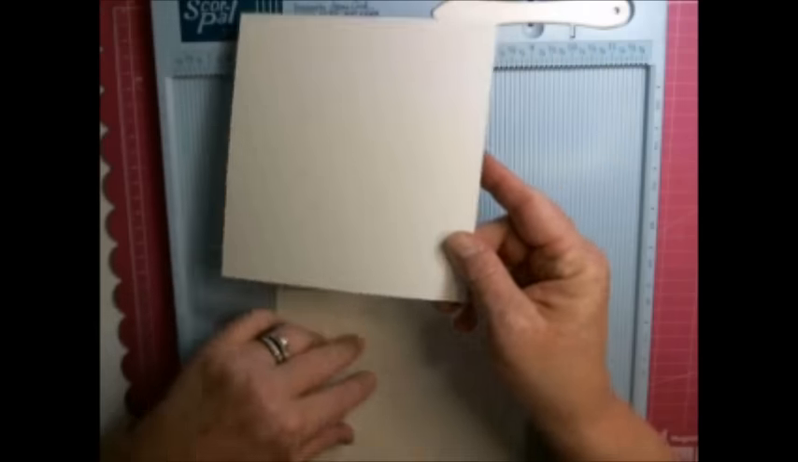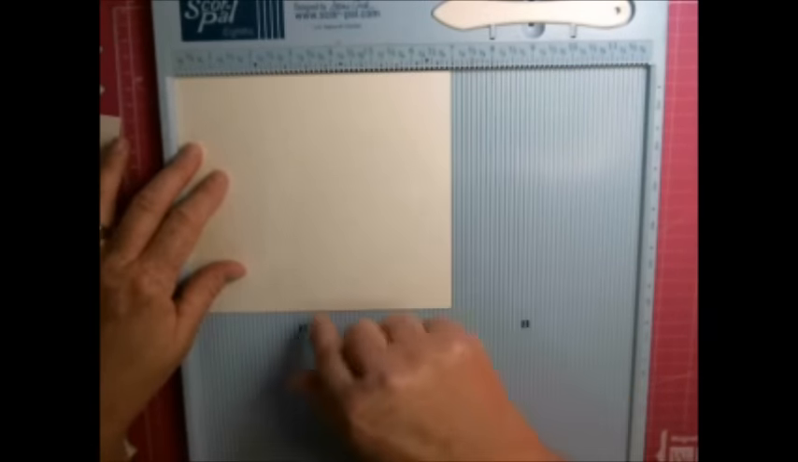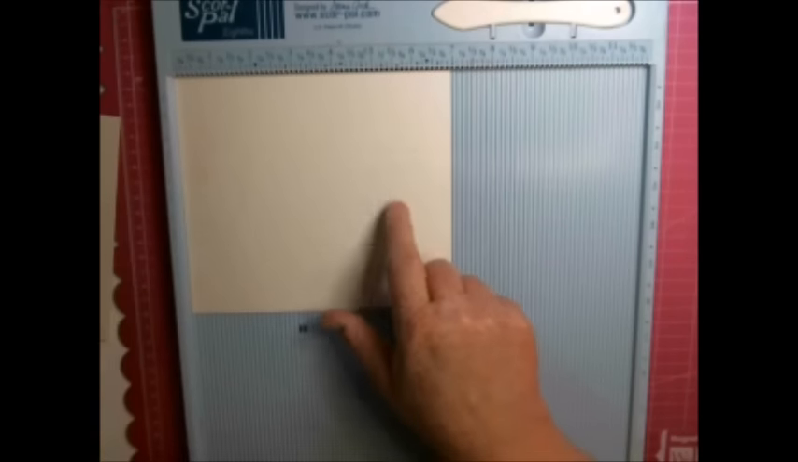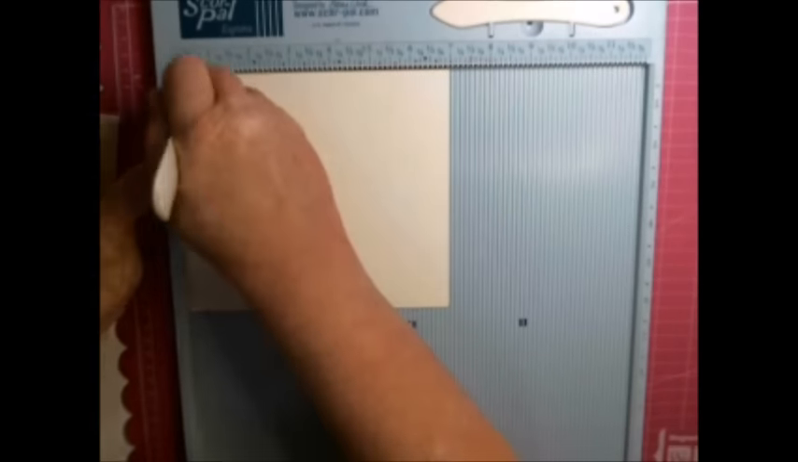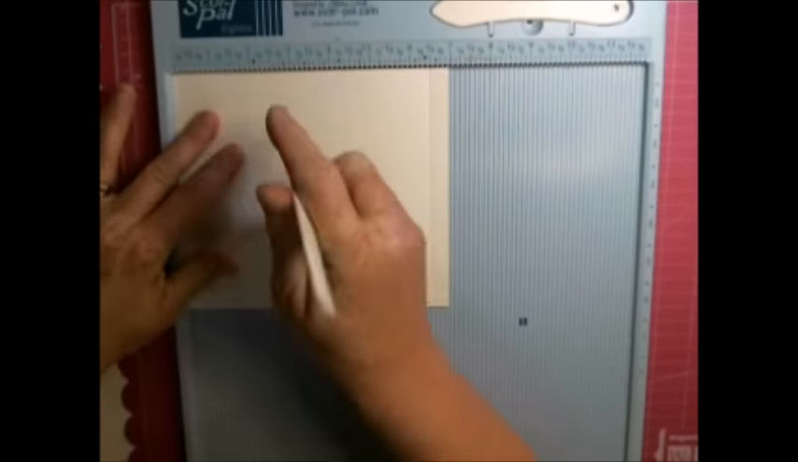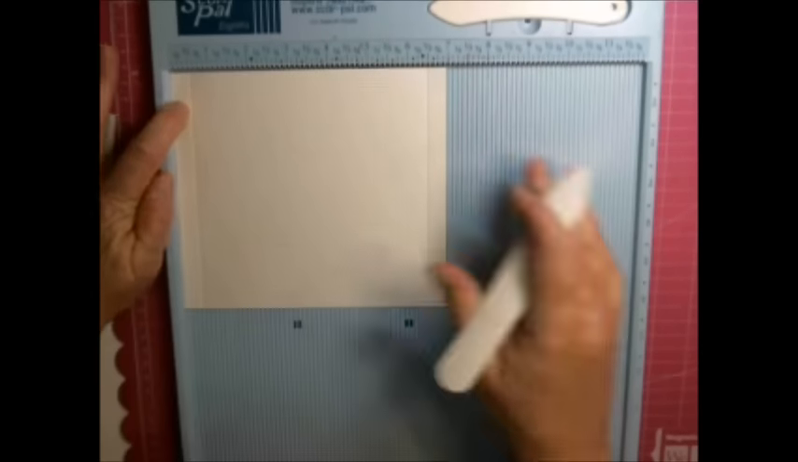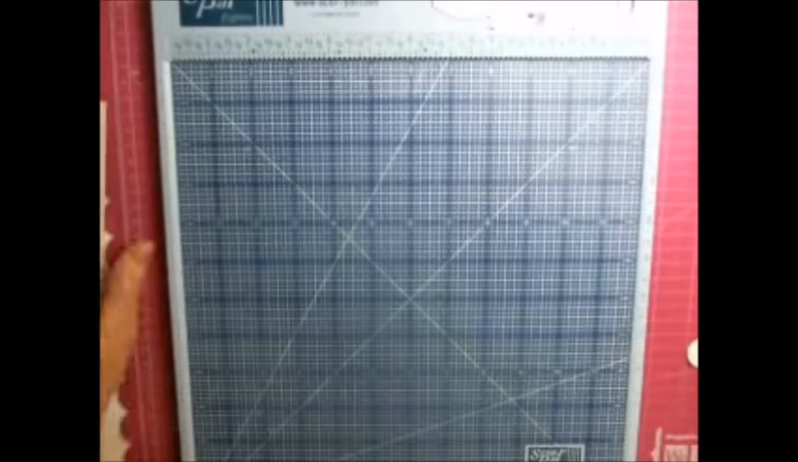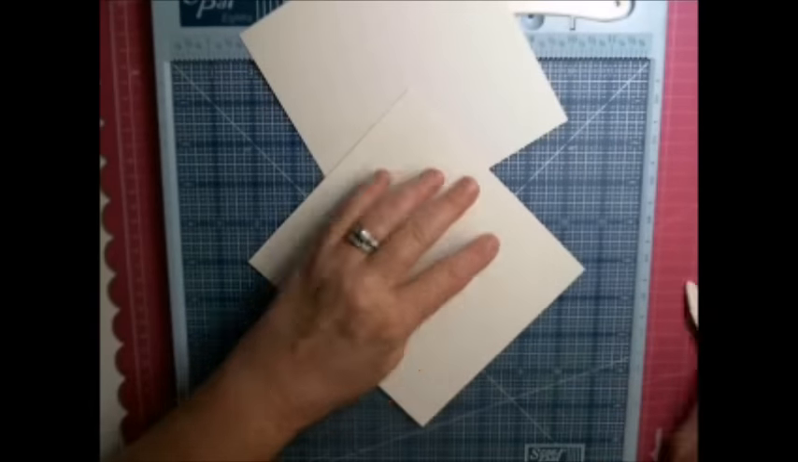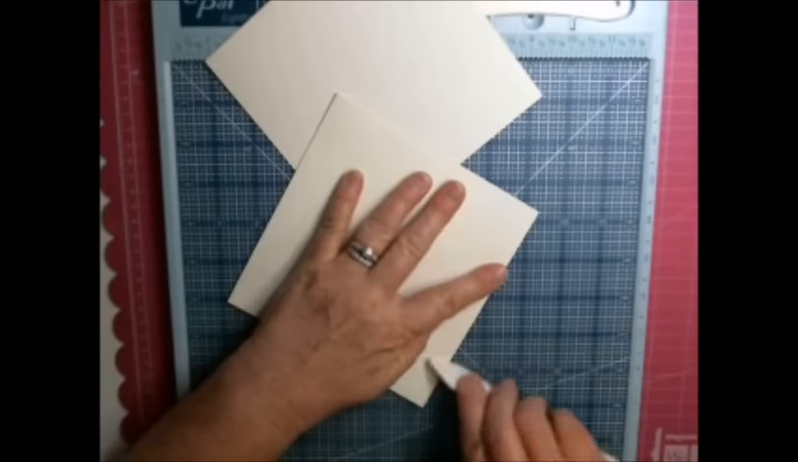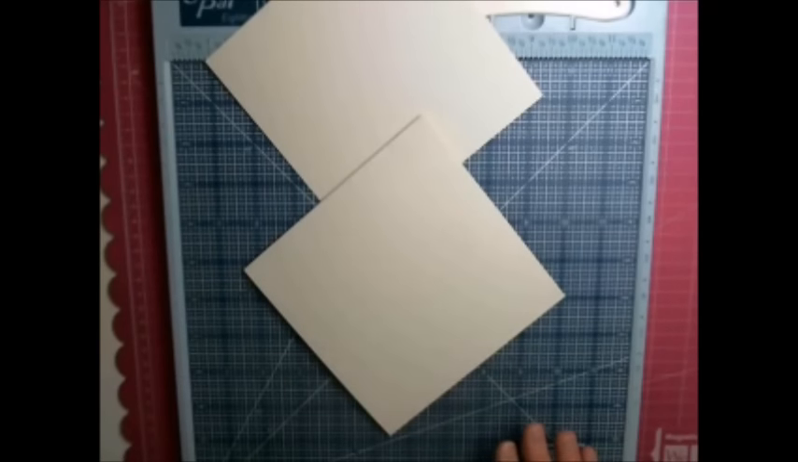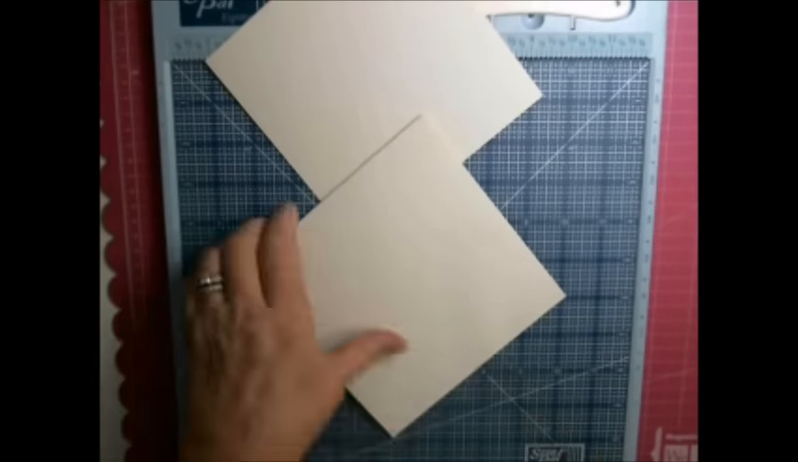So for a 6x6 pocket page, of course you need the 6x6 base, and then you need a 7" by 6". Reason being is we're going to score on both ends at 1/2". And I always like to start over here because I know it's going to be exact and not off from me cutting. All you have to do is flip up your ends. Now this is going to give you the side pocket. So we're going to do a side pocket, a hidden pocket, and also a top load pocket.